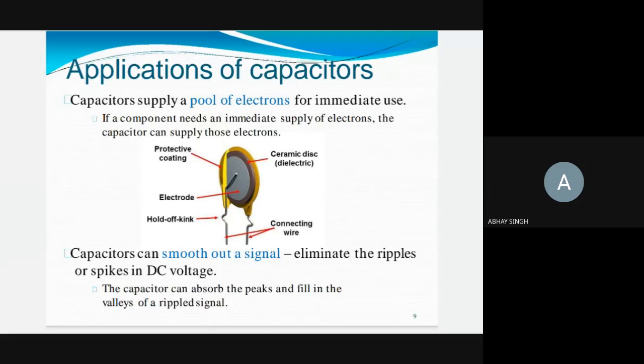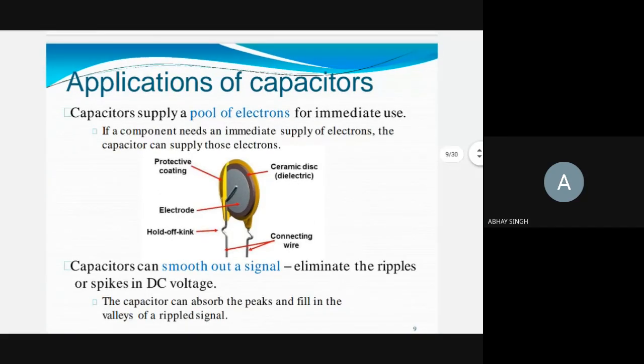Capacitors can smooth out a signal. That is called a filter. You can use it as a filter that eliminates ripples or spikes in DC voltage, as we have seen. Not only DC, AC voltage also has different frequency components. If we design properly, we can select what frequency to filter out or eliminate. It cannot do amplification, but it can do filtering: band pass filter, low pass filter, high pass filter. This is based on the frequency components you want to get out of it.